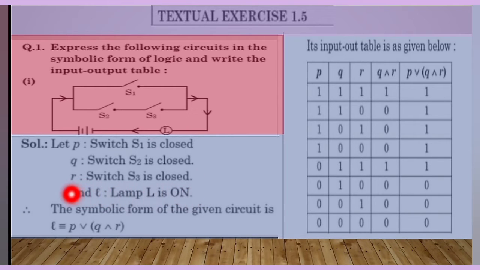Write it here. Now the symbolic form of the given circuit: S1 means P, S2 means Q and S3 means R. S1 is parallel to these two switches, so we write P or, in brackets, S2 and S3 are in series, so we write Q and R. See here in brackets Q and R. And this is the symbolic form of this circuit. Here its input output table is given as below.